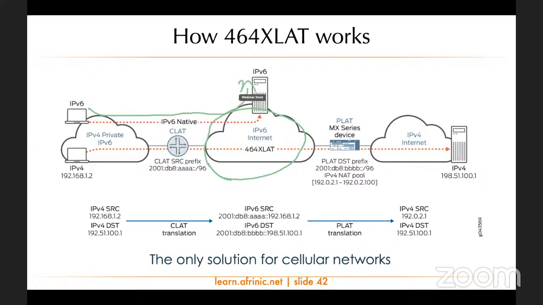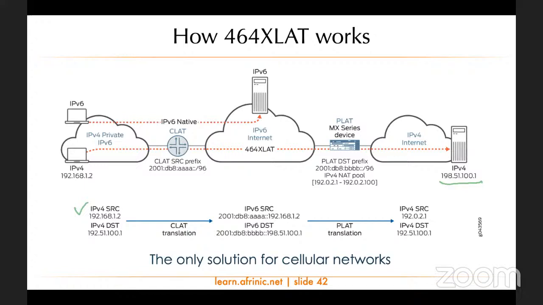So the packet is forwarded via v6. If you have v4, the first thing that's going to be done is a translation from your private IPv4 address to another IPv4 address. Let's say your source is 192.168.12 and your destination is 198.51.101. So the CLAT is going to translate your v4 addresses, both of them.